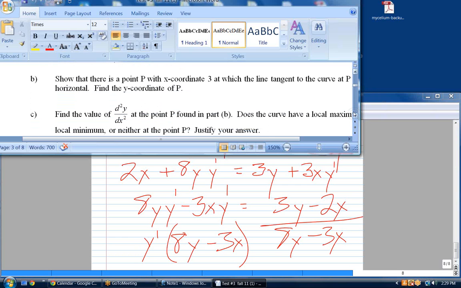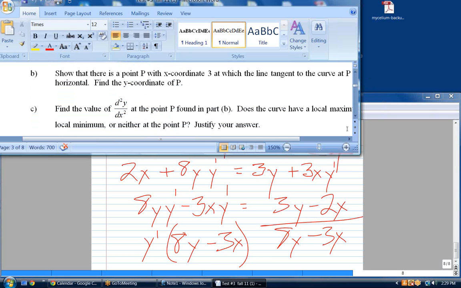Part B. Show that there is a point P with x-coordinate of 3 at which the line tangent to the curve at P is horizontal. Find the y-coordinate of P. So there's a point 3 comma y.